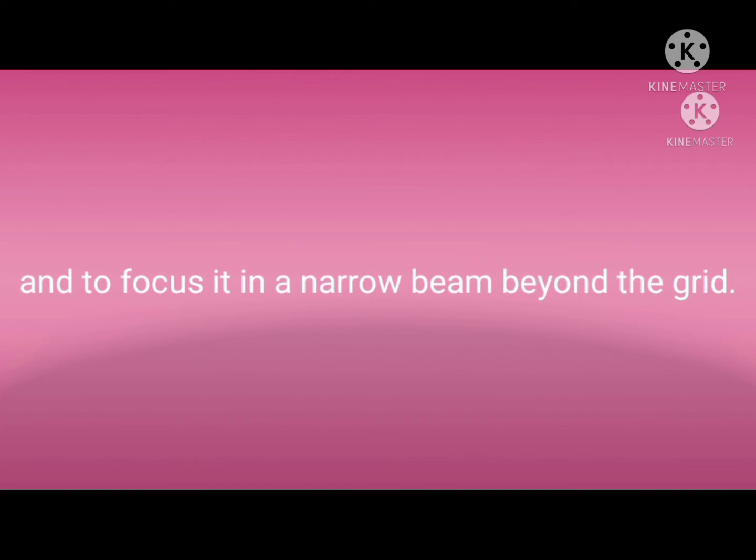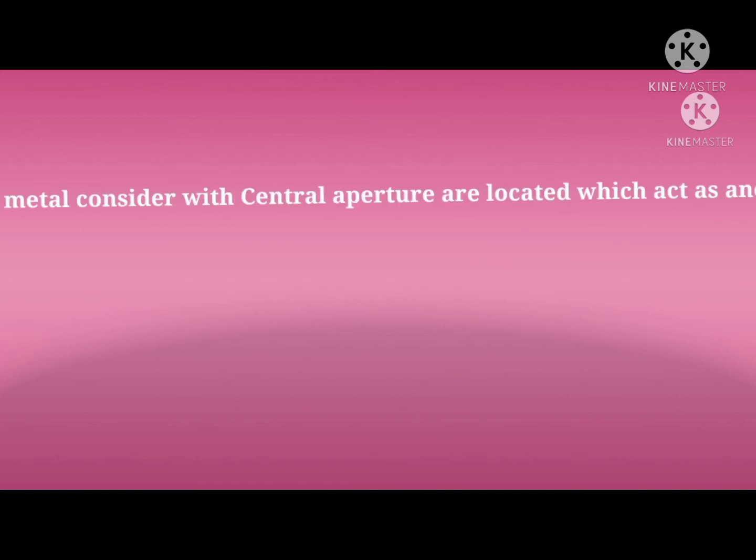The function of the grid is to control the intensity of the electron beam and to focus it into a narrow beam. Two metal cylinders with central aperture are located which act as anodes. They are maintained at high positive potential with respect to the cathode. The anodes impart acceleration to the electrons. This whole assembly is kept in an evacuated chamber.